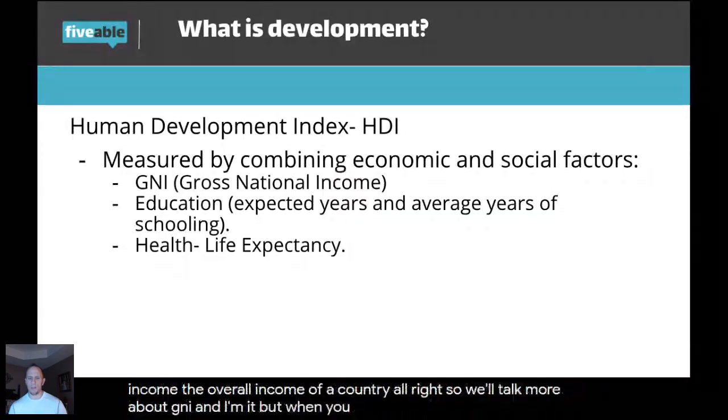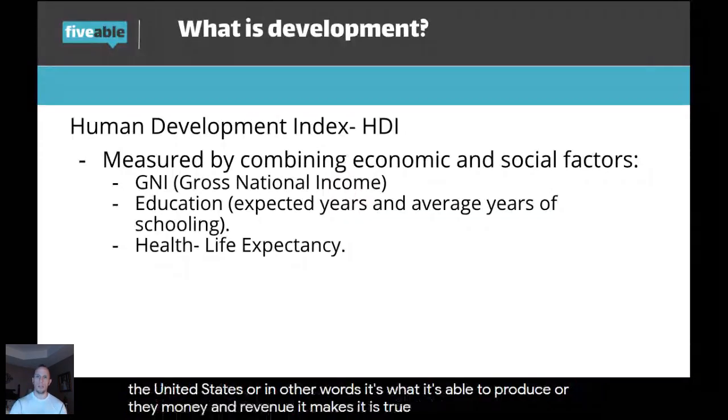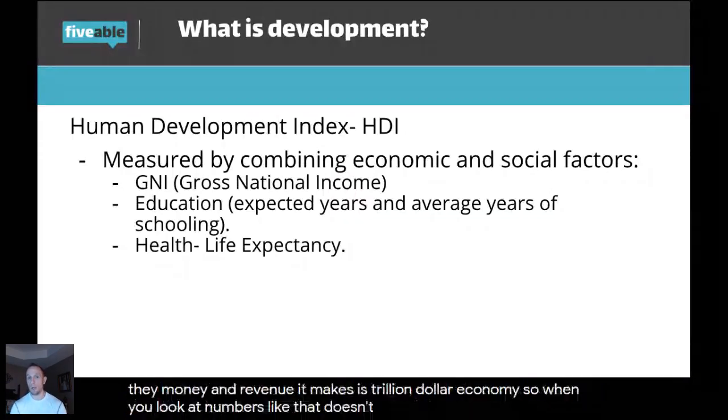We'll talk more about GNI in a minute, but when you look at the income of a country like the United States, or in other words, what it's able to produce, or the money and revenue it makes, it is a $1 trillion economy. When you look at numbers like that, it doesn't really make a lot of sense. But when you divide that by the amount of people living in the country, then you start getting a number you can compare with other countries and other regions.